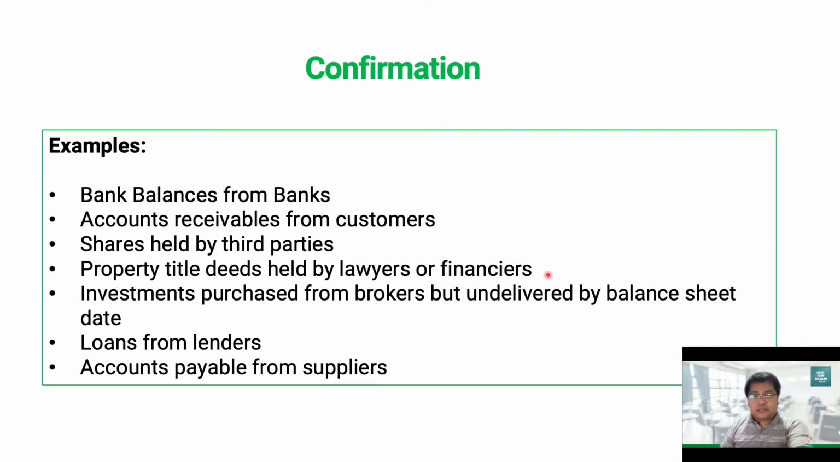Like for example, the company borrowed a loan from a financial institution using the title deeds of one of the company's properties as collateral. We can confirm that with the financier, with the bank. Investments purchased from brokers but not yet delivered to the client as of balance sheet date. Loans from lenders. Accounts payable from suppliers. We can also confirm the status of litigation from lawyers or legal counsel. So those are some of the confirmations that we obtain during our audit.